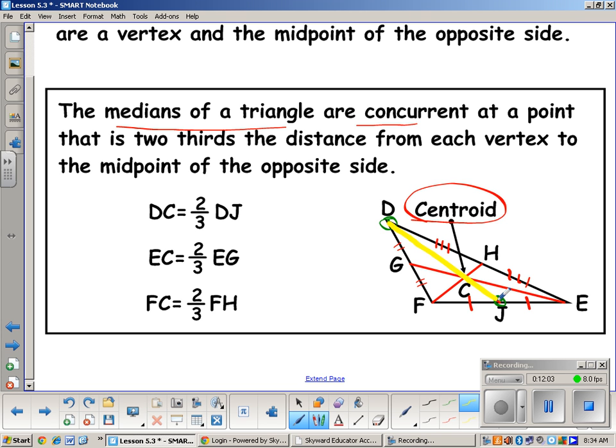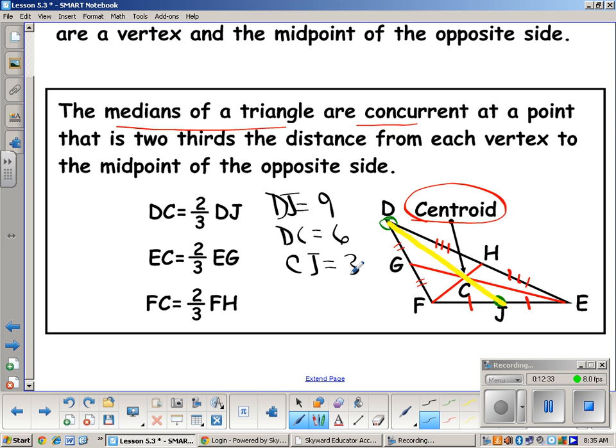For example, let's look at this one. It breaks that median up into two segments that are 2/3 and 1/3 of the whole. So if DJ is equal to 9, then how far is it from D to C? 6. And how far is it from C to J? 3.